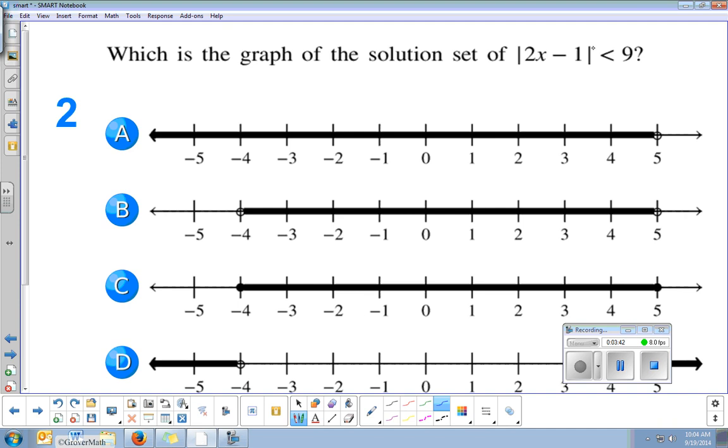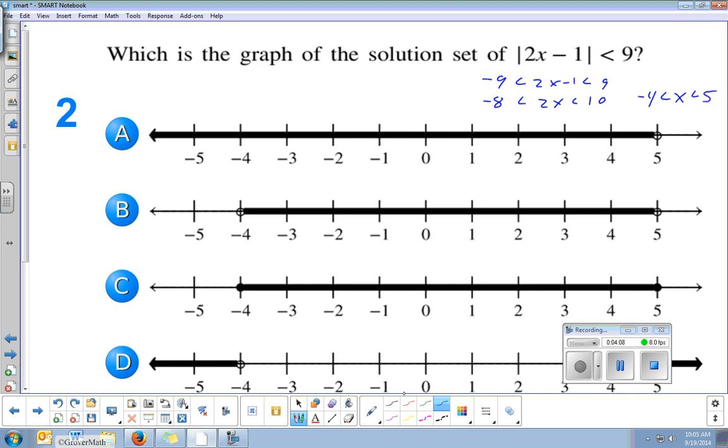So this next one is similar, but it wants a graphic solution. So it's a less than sign and 9, so I'm going to do negative 9 less than 2x minus 1 less than 9. Add 1 on both sides to get negative 8 less than 2x less than 10, and divide on both sides to get negative 4 is less than x is less than 5.